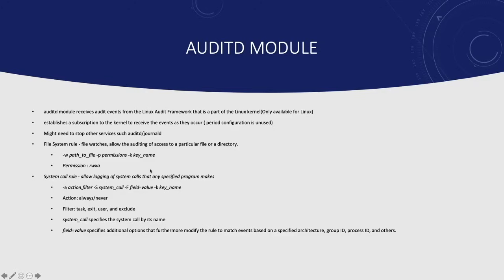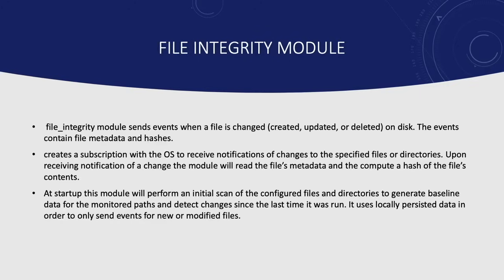The syntax of this rule is -a, action, which could be always or never, filter, which could be task, exit, user, or exclude, followed by system call, which is specified by its name, and finally you can use field and value to further modify the rule to match events based on a specific thing such as architecture, group ID, process ID, etc. Now next, let's have a look at file integrity module.